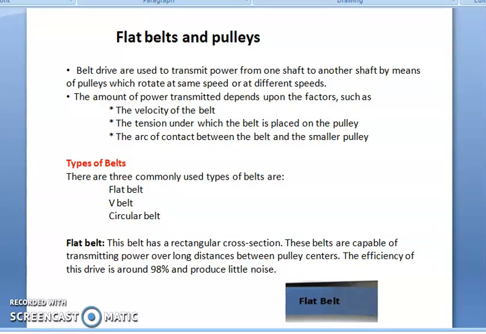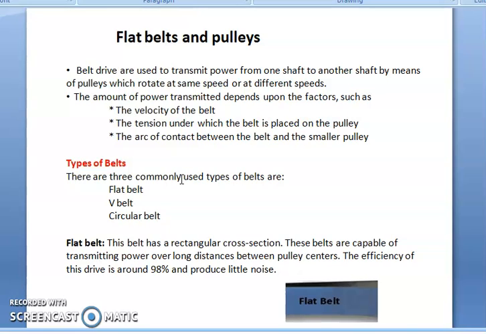The amount of power transmission depends upon some factors like the velocity of the belt, the tension under which the belt is placed over the pulley, and the arc of contact between the belt and the smaller pulley. The types of belt generally available are flat belt, V belt, or circular belt.